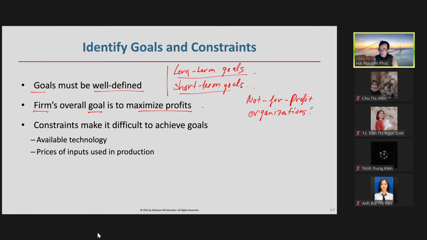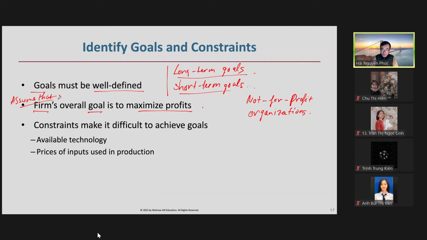So for this type of organization, the ultimate goal is not to maximize the profit. But when we are talking about business, we assume that the ultimate goal of the firms is maximizing the profit. We assume that. The ultimate goal of the firms is profit maximization.